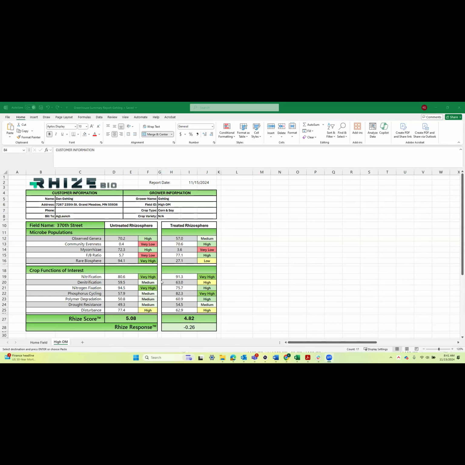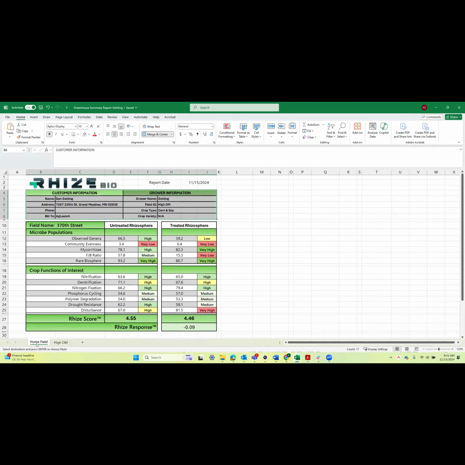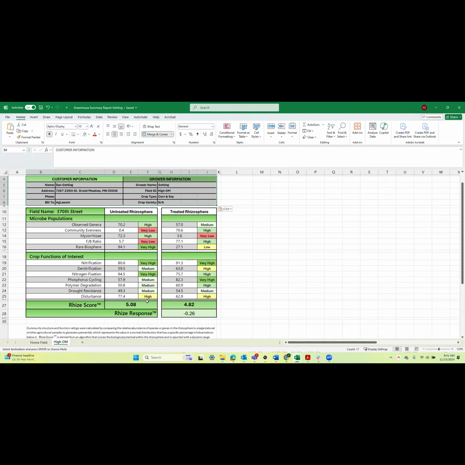This is the greenhouse data, same format. We're going to have both the home field and the high OM sample. We ran our greenhouse trial on both. And this is going to be a good example that unfortunately we didn't see positive responses here.